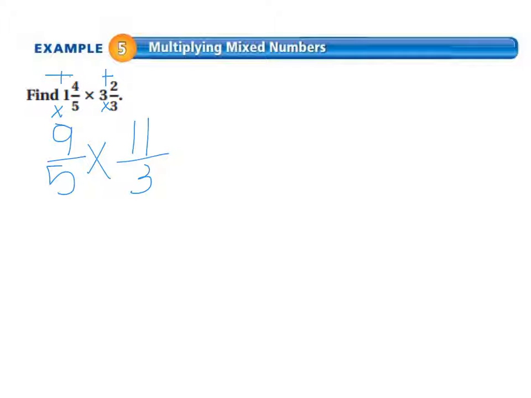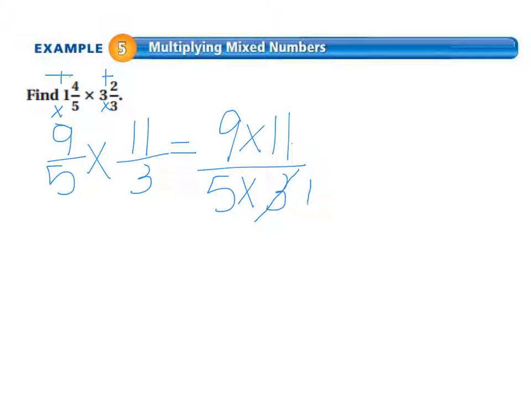I have 9/5 times 11/3. My next step is to multiply my numerators, so I have 9 times 11 on the numerator and 5 times 3 for the denominator. Next step is to look for common factors. 11 and 5 are both prime, but 3 is a factor of 9, so I can take 3 divided by 3 would be 1 here, and 9 divided by 3 would be 3.